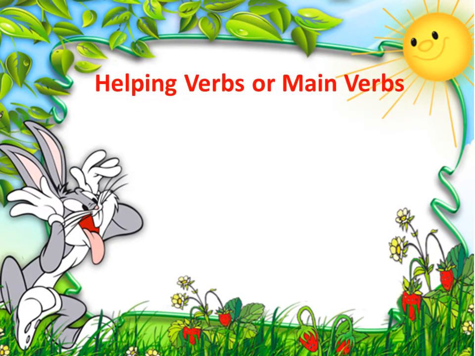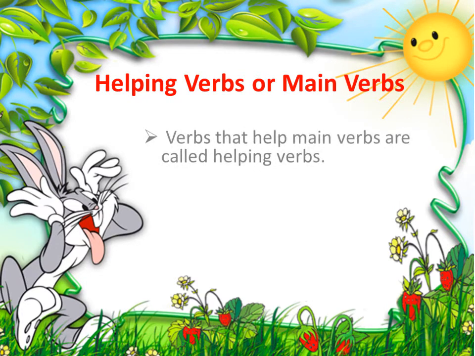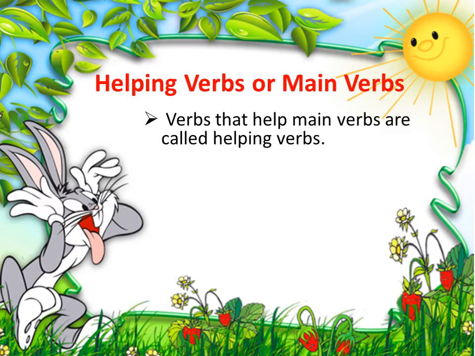Now, helping verbs or main verbs. After watching this video, you will not have any confusion between helping verb and main verb. Students, all the action words that show action are called main verbs. But the words that help main verbs are called helping verbs. जो helping verbs होते हैं, what do they do? Actually, they help the main verb. जो हमारा action होता है, वो उसको help करते हैं.